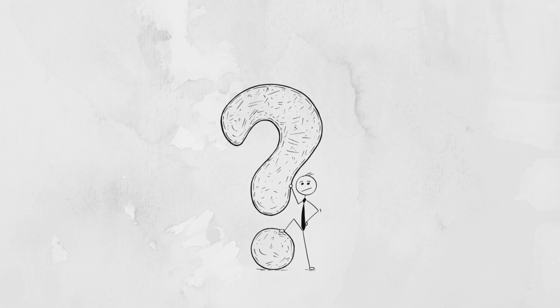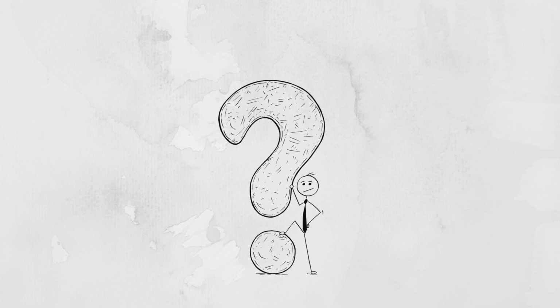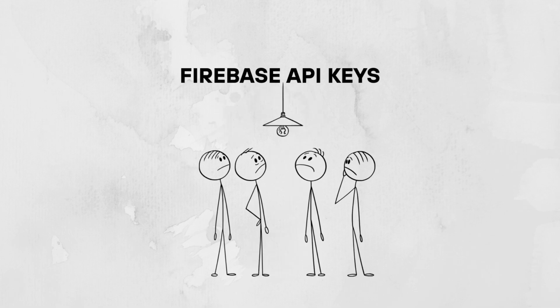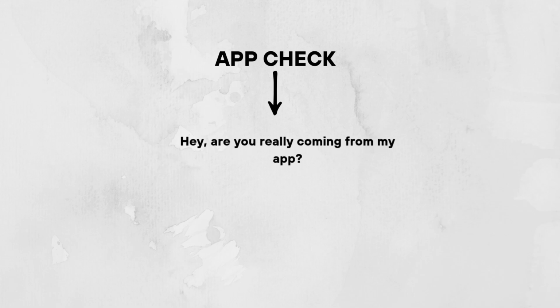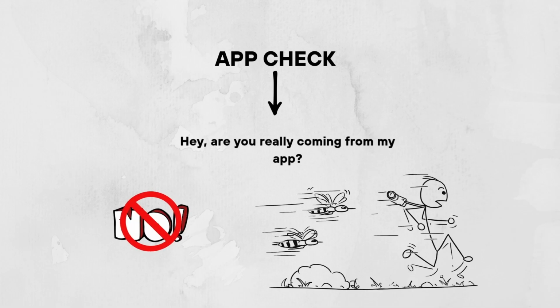Okay, but maybe you're thinking, Joy, my app is brand new. Who's even going to care? Here's the wild part. Firebase API keys are public by design because mobile apps need them to talk to Firebase. So technically, anyone could grab them and try to use them. App Check is like your personal gatekeeper. It asks every request, hey, are you really coming from my app? And if the answer is no, they don't get through. Simple as that, but super important.